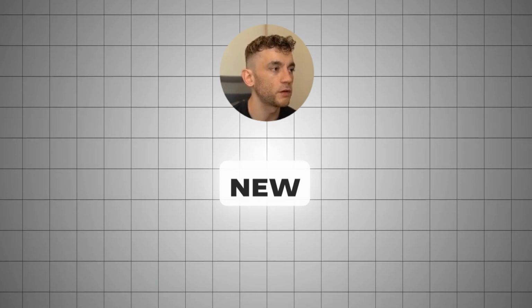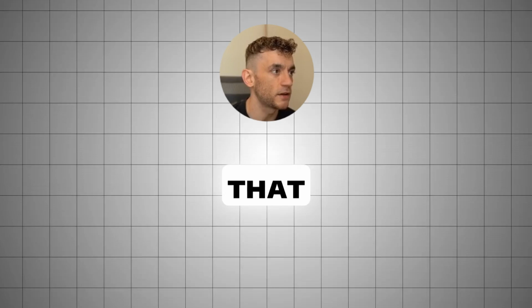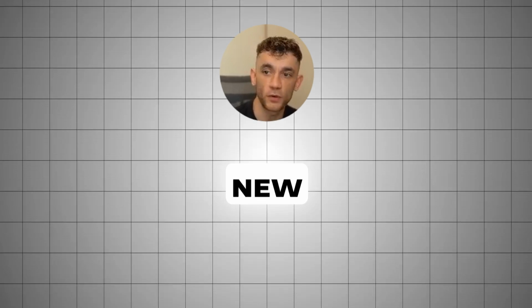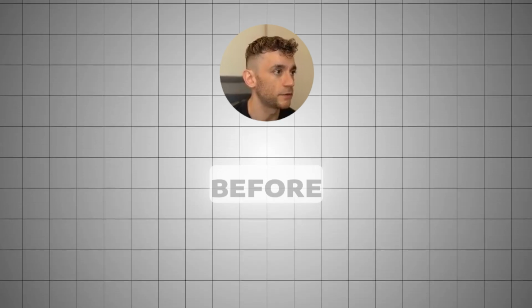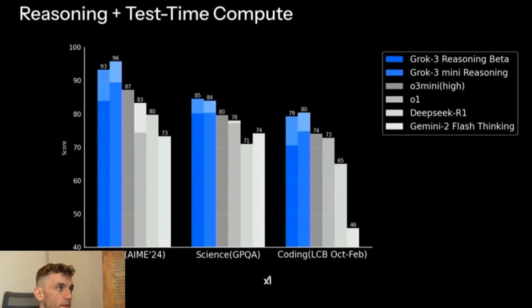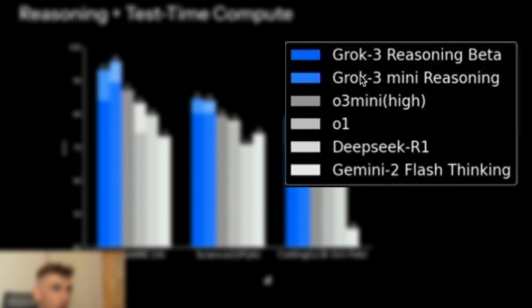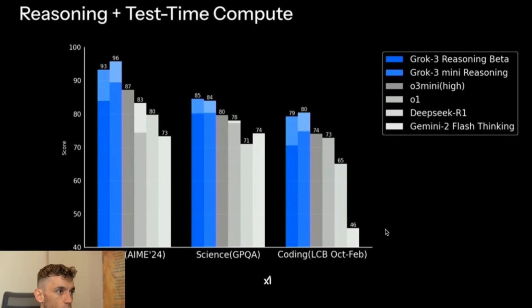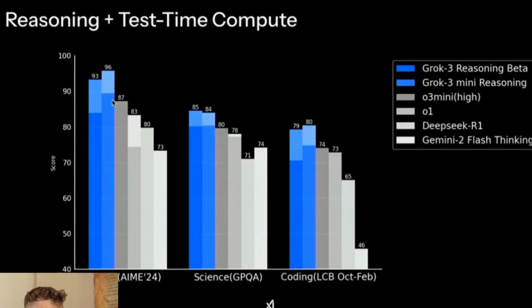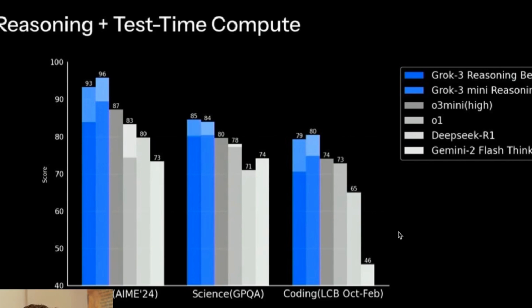Now, one of the new things about Grok 3 is that it's featuring this new reasoning model that it never had before. And if we actually compare this to some of the best AI models in the world, you can see that Grok 3 is actually outperforming O3 Mini, O1, DeepSeek R1, and Gemini 2 Flash Thinking by a long way. So you can see the blue is Grok, and then the rest of the models are trailing behind by quite a long way when it comes to math, science, coding for this reasoning and test time compute power.